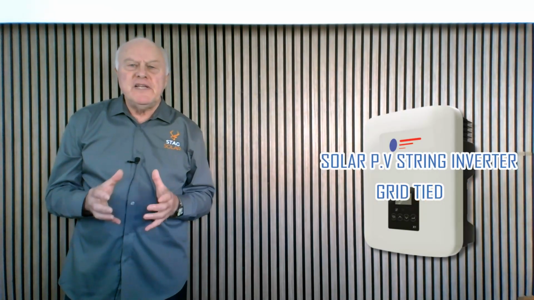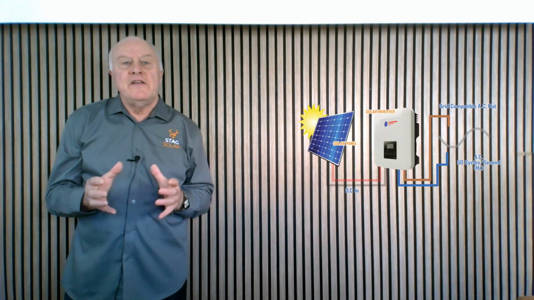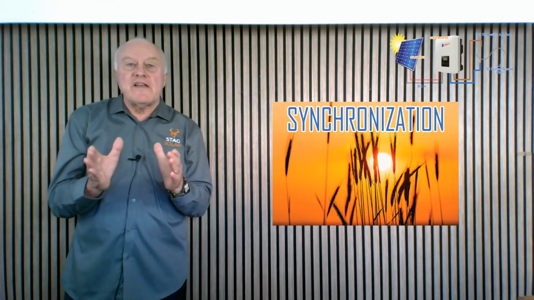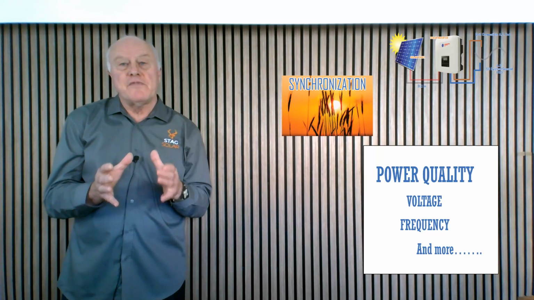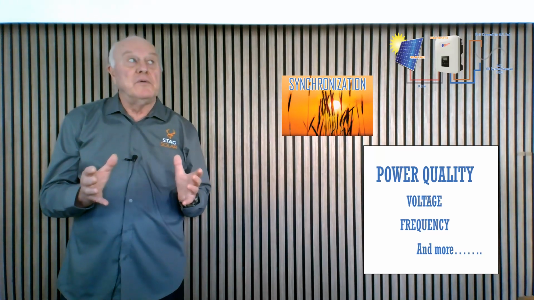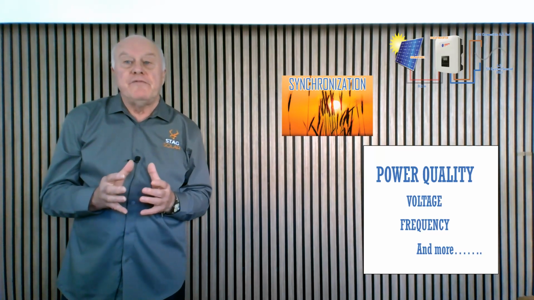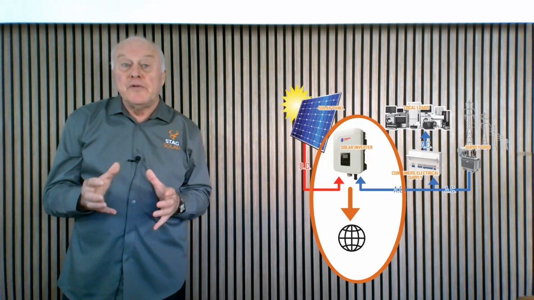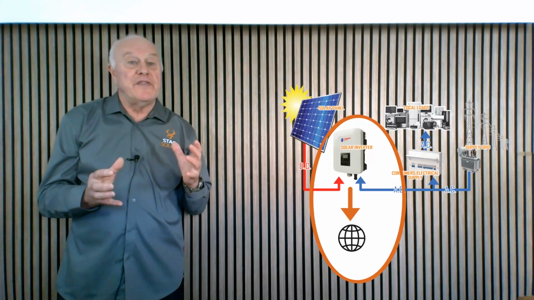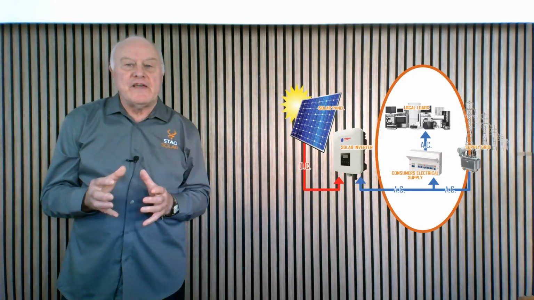So our inverter really is an incredible piece of kit. It converts DC electricity to AC, it synchronises to the grid, it maintains power quality in terms of voltage, frequency and a whole load of other parameters, and it doesn't stop there. In future videos we're going to see how the inverter allows us to monitor the performance of our solar PV installation over the internet, and how it helps us to control export limitation and self-consumption.